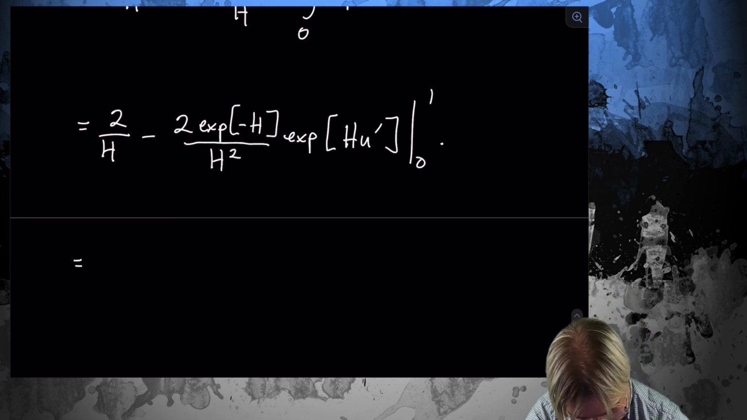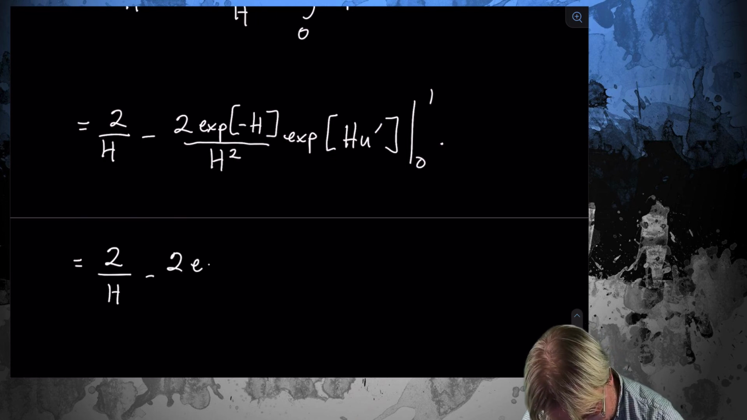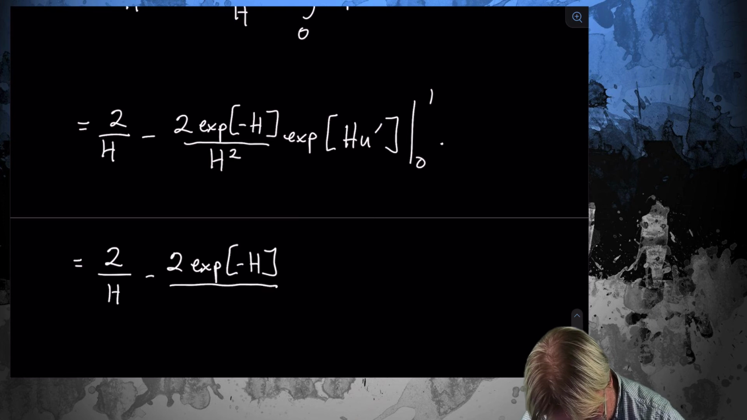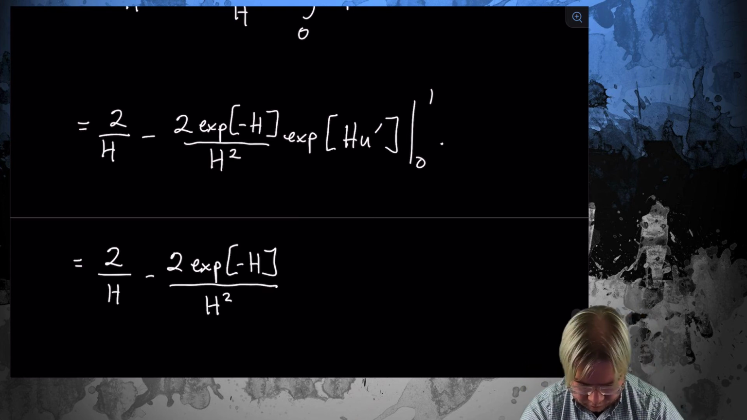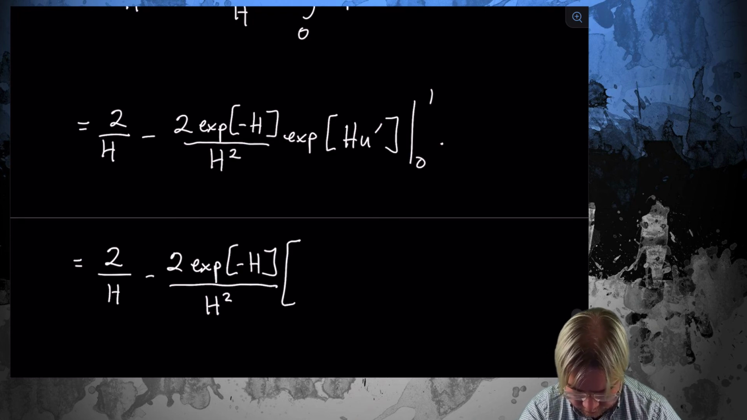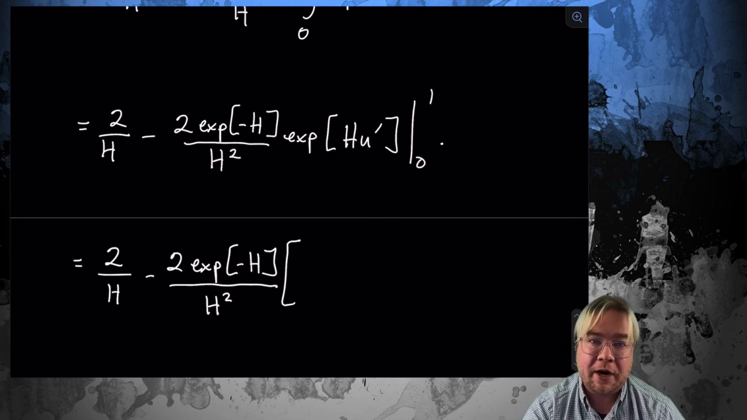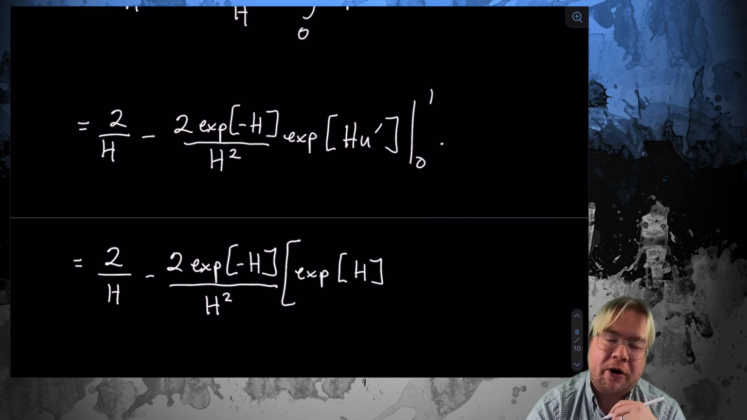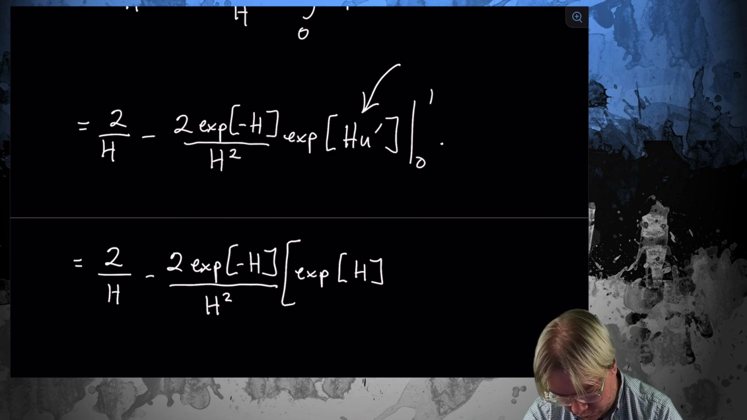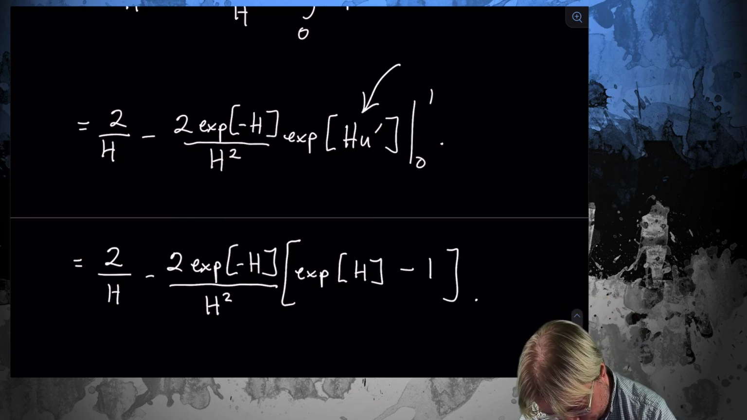All right, a couple more lines. So 2 over h minus 2 exponential of minus h over h squared, times the exponential of h u prime. When u prime is equal to 1 that will give me exponential of h. When u prime is equal to 0, this exponential will be the exponential of 0, which will give me 1.